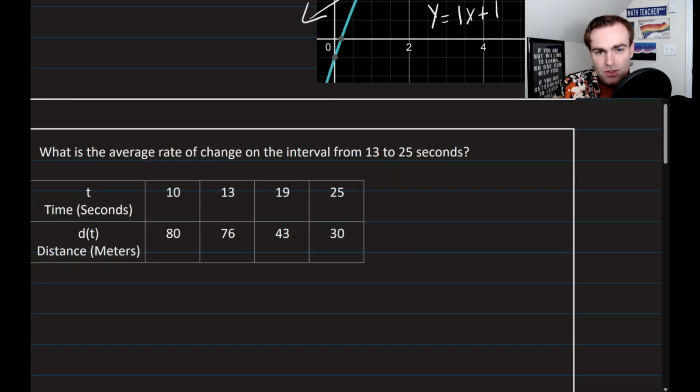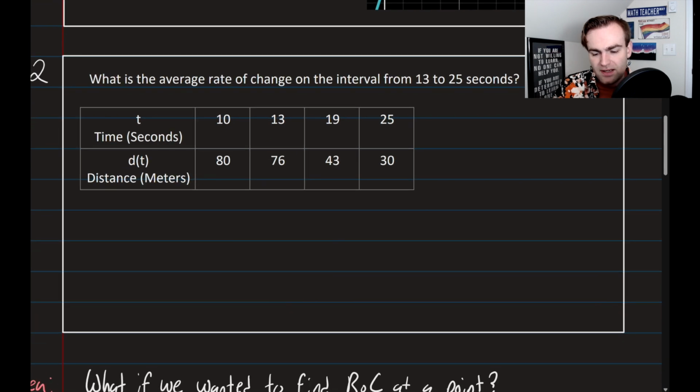How does that change when we look at tables? So what if I give us a little bit more information than just, here are 2 points, find the average rate of change? So what is the average rate of change on the interval from 13 to 25 seconds? So in this case, we have 1, more information, and 2, we have units, which are going to be very important later on. So we're given a table.